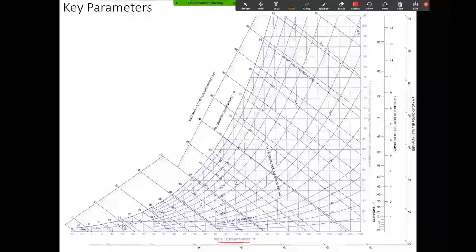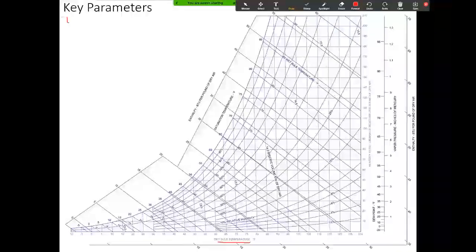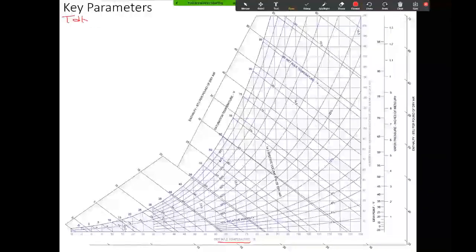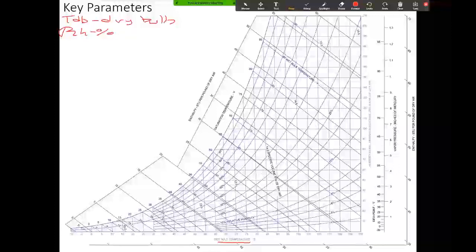Dry bulb temperature. When you have a normal thermometer and you measure temperature, that's what you get. You're getting the kinetic energy in the air; it doesn't take into account humidity. So dry bulb temperature. We've also got relative humidity, expressed as a percentage, on these curved lines.